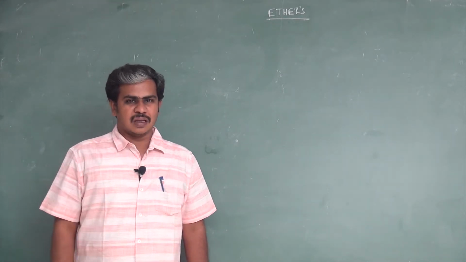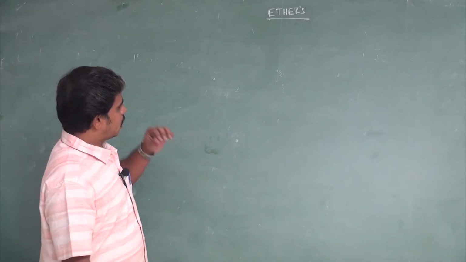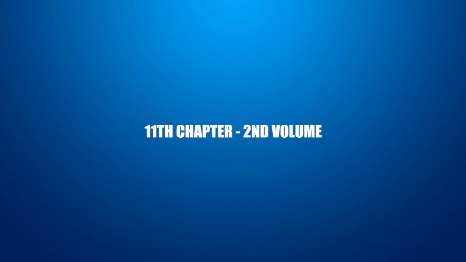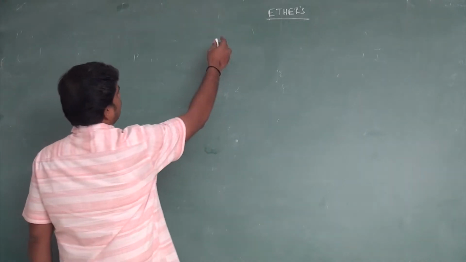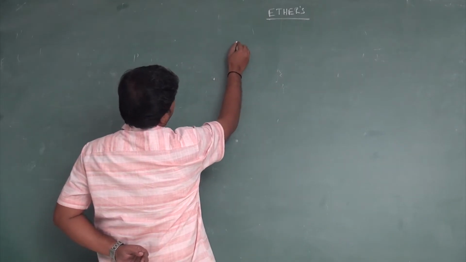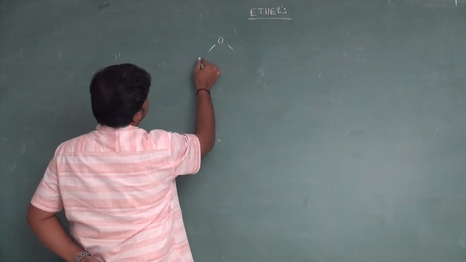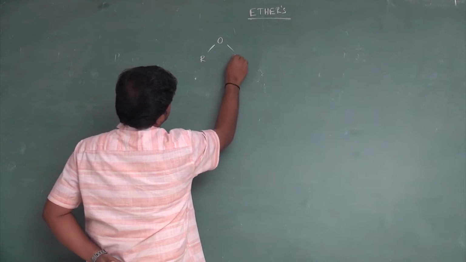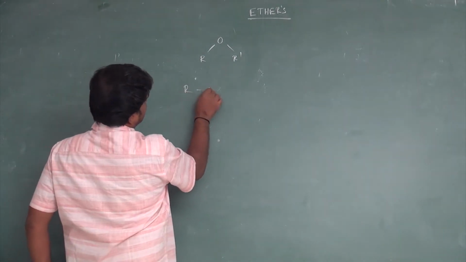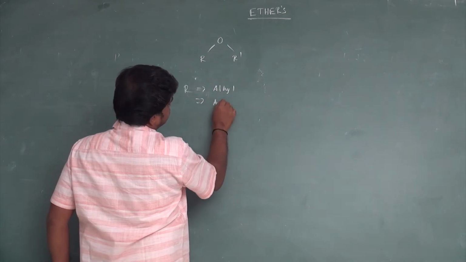Now we are taking up chemistry, the part organic chemistry. In organic chemistry, they are taking ethers in the 11th chapter, 2nd volume, 12th. What are ethers? Ethers are a class of organic compounds which contain oxygen. On either side of the oxygen, it has alkyl groups or maybe aryl groups. So the R may be alkyl or aryl groups.